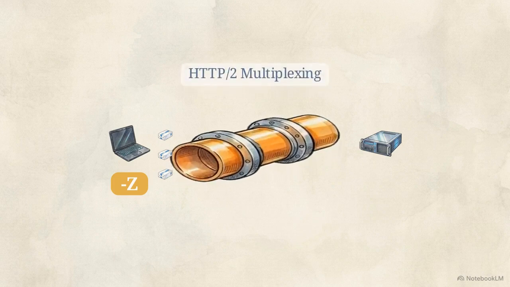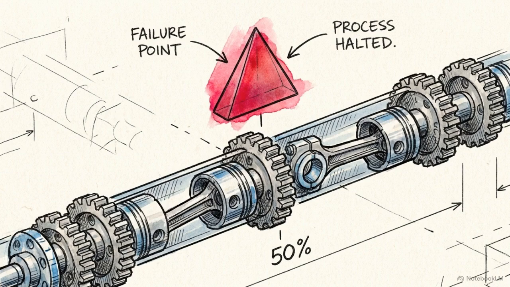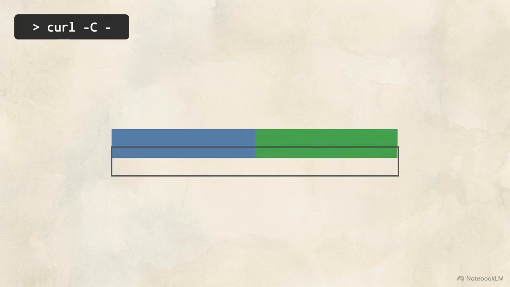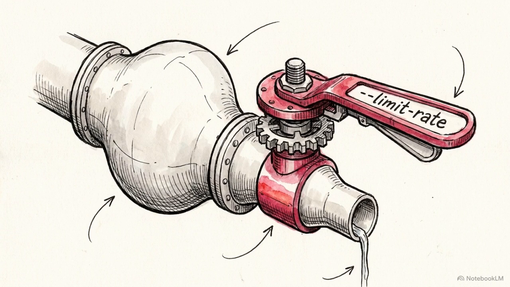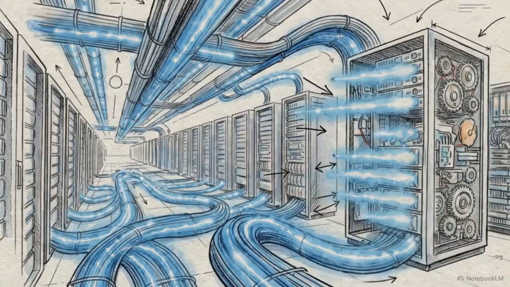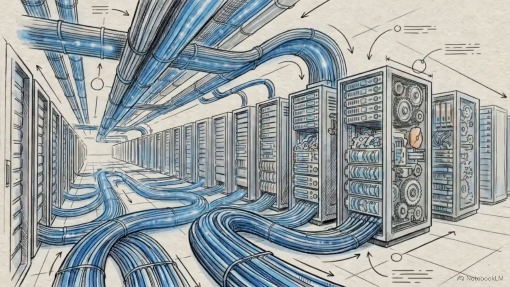The -Z flag allows these requests to execute concurrently, utilizing HTTP2 multiplexing to remove the latency overhead of serial transfers. During large data transfers, you can maintain control by passing the -C flag, which instructs curl to calculate the byte offset and resume broken downloads exactly where they failed. If your bulk operations threaten to saturate the network, you can precisely throttle bandwidth usage by appending the --limit-rate flag. Ultimately, the combination of globbing and HTTP2 parallelization makes curl highly capable of handling massive, industrial-scale bulk data transfers.